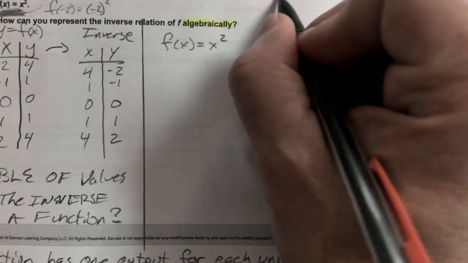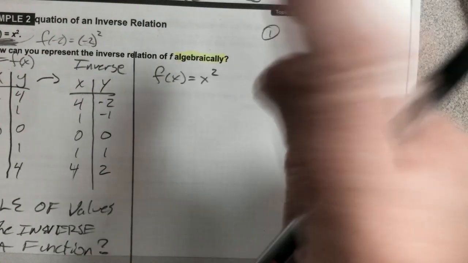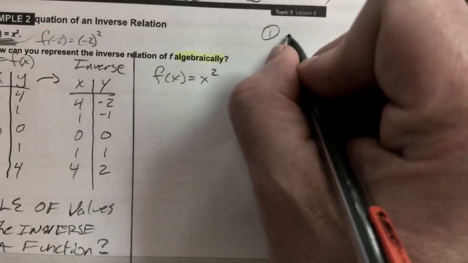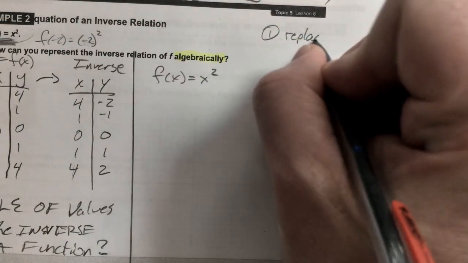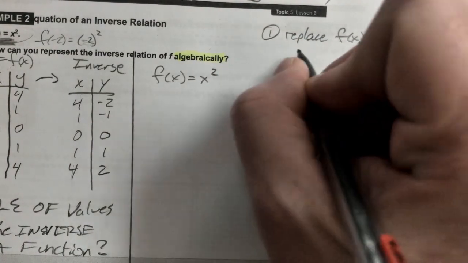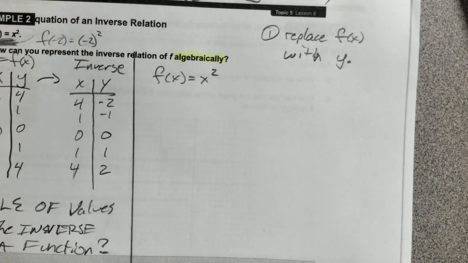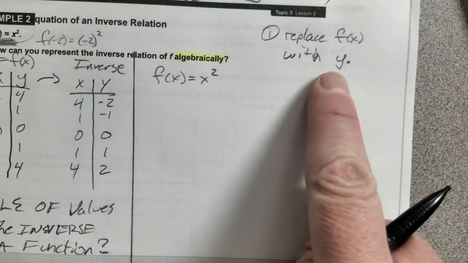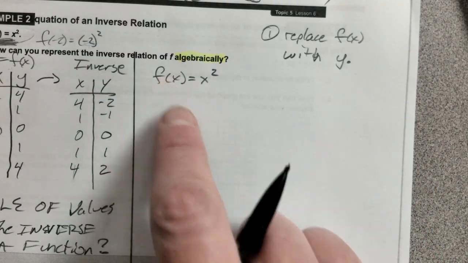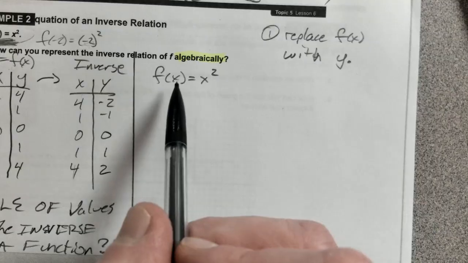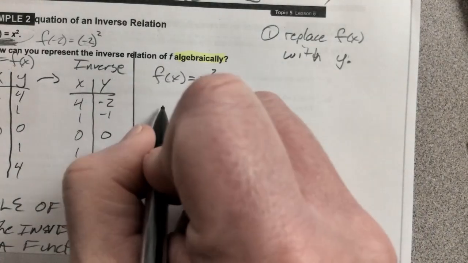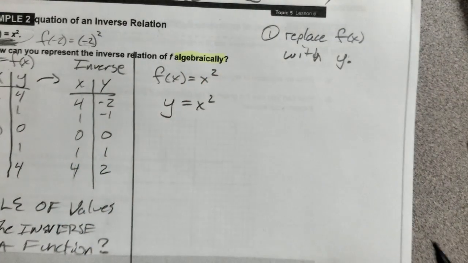All right, so if I start with the function f of x equals x squared, the first thing I want to do, and I'm going to write my steps out over here, I want to replace f of x with y. This is just housekeeping. I'm not doing any mathematics. I'm just changing the way I view this. Because f of x and y are the same thing, I can replace this with y equals x squared.